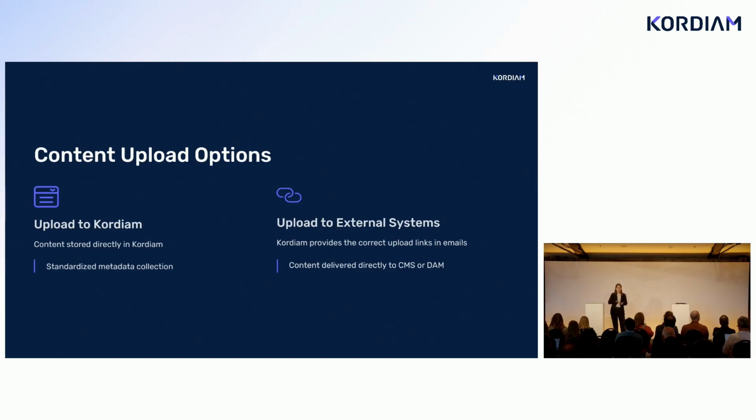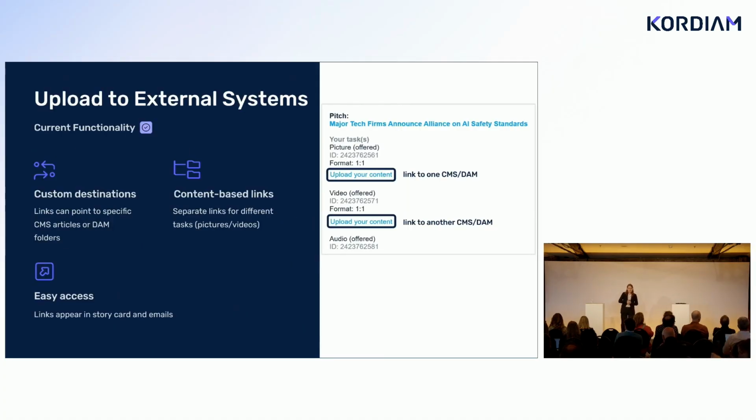First, let's talk about uploading directly to external systems. What does Kordiam do here? We basically provide the correct upload links in emails and other things. So we give the possibility to have custom destinations. The links can point to specific CMS articles or to DAM folders. Every one of you who has a working integration knows that, so you have these links in the story card. But what we've introduced rather recently for our customer Ille is to have content-based links. I think you mentioned it also before in your presentation.